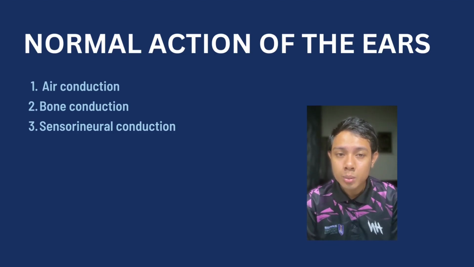The second one is bone conduction. It occurs as the eardrum vibrates and causes the auditory ossicles of the middle ear to vibrate. The vibration of these bones transmits the sound wave through the middle ear to the oval window of the inner ear. And the last one is sensorineural conduction. It occurs when this sound vibration reaches the inner ear and relays it to the auditory nerve for transmission to the brain.